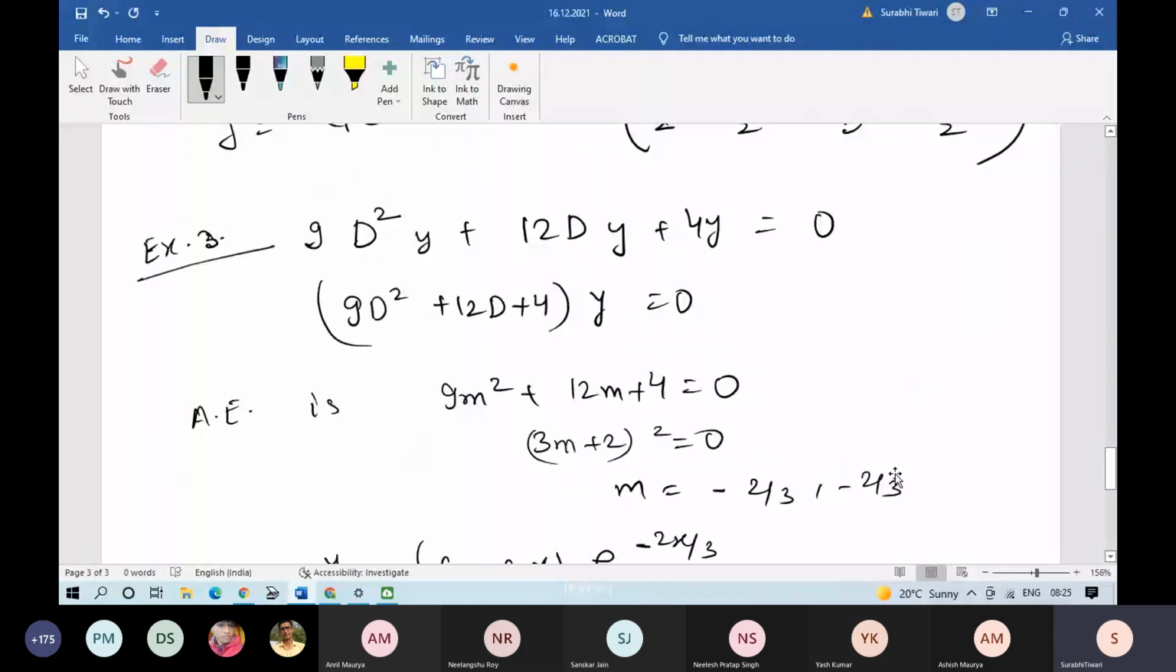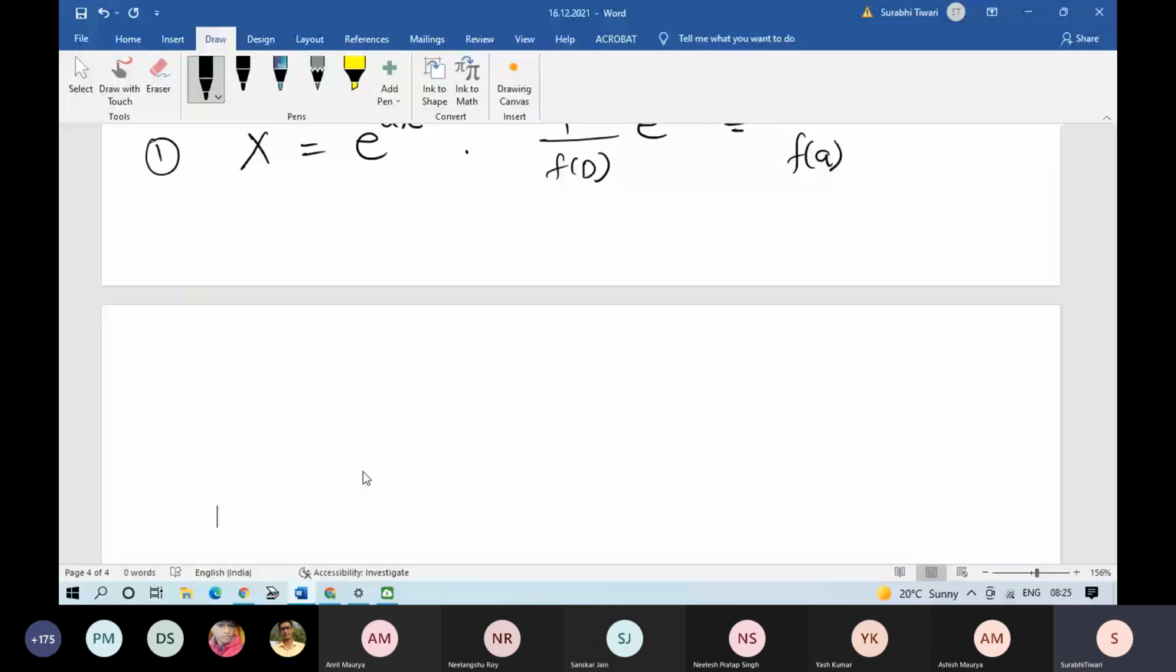Now the second rule is 1 upon f of D square, sine ax plus b. Here you can write f of D in terms of f of D square. If you can write it like this, then you can operate it on sine ax plus b. Otherwise it cannot be operated.